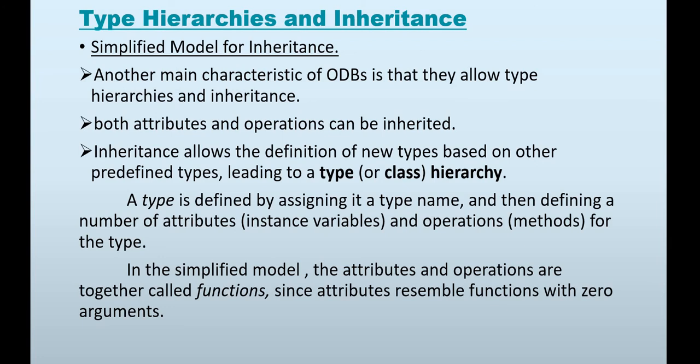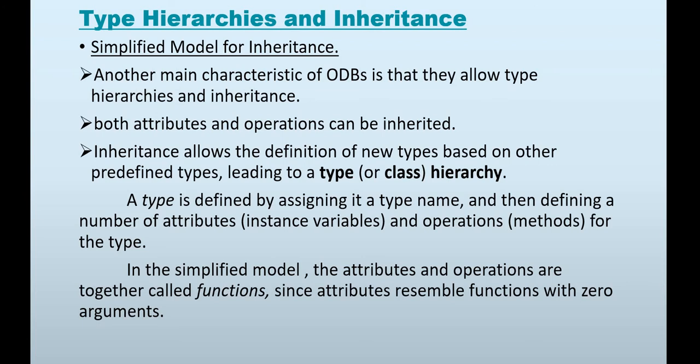Another main characteristic of object databases is that they allow type hierarchies and inheritance. Both attributes and operations can be inherited. When we talk about inheritance, we mean there should be a parent and an offspring, right? So here we shall see what is a parent and what is an offspring. Inheritance allows the definition of new types based on other predefined types, leading to a type hierarchy.